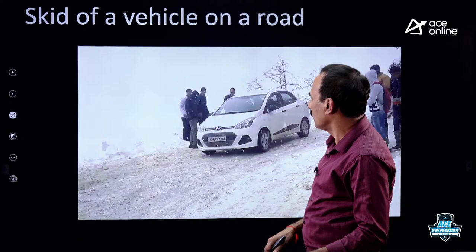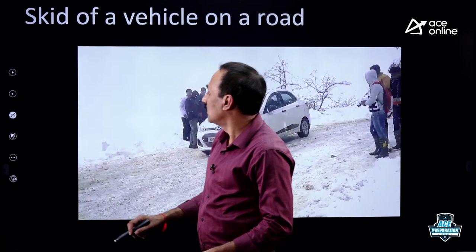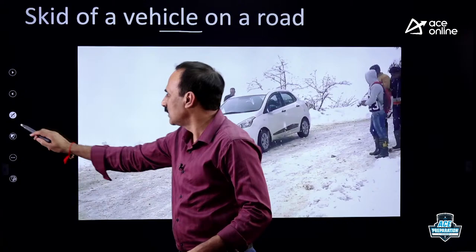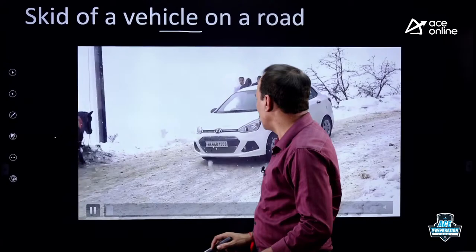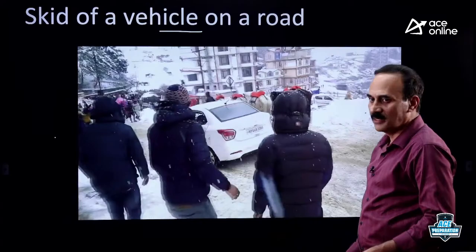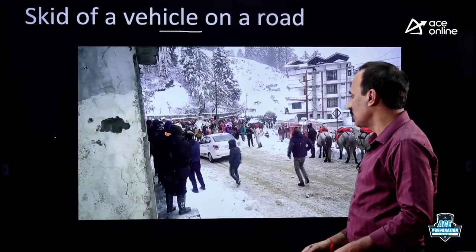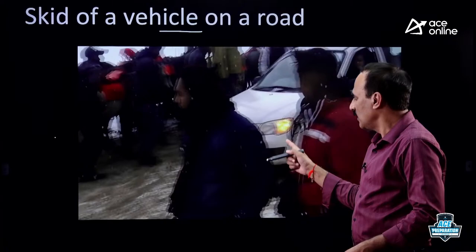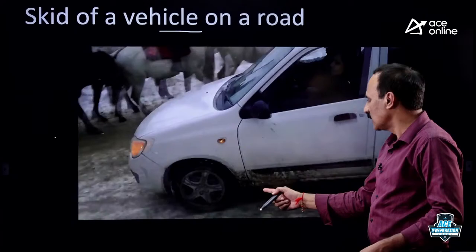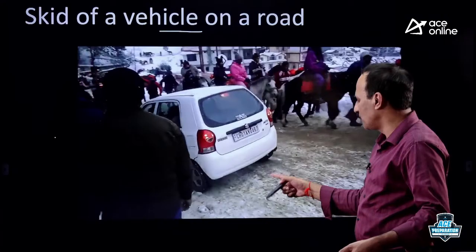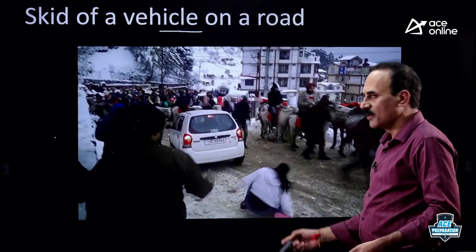So what is actually skid? Skid of a vehicle is generally, you can see the skid. When the vehicle is moving ahead but the tire is not rotating, that is skid. So the vehicle is skidding here, you see. This may be in Himachal Pradesh. The tire is locked, but the vehicle moves ahead. This is called skid. Skid generally occurs if the road surface is wet and you have very loose particles on the road.